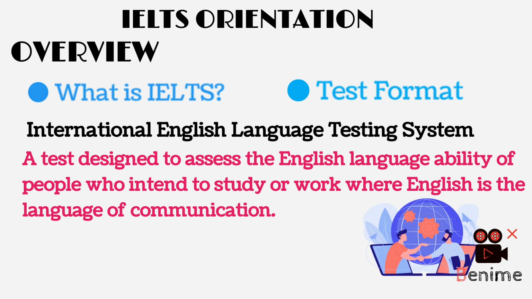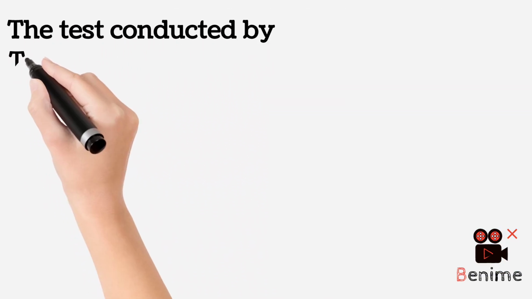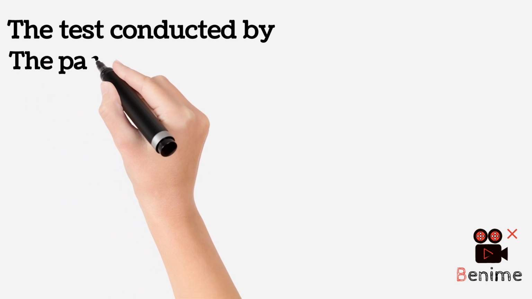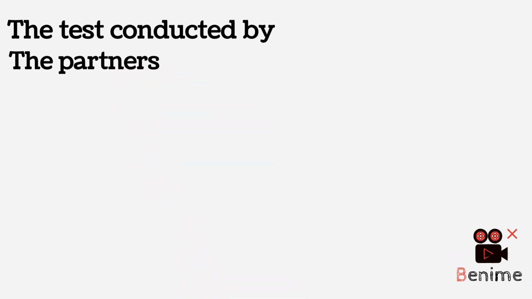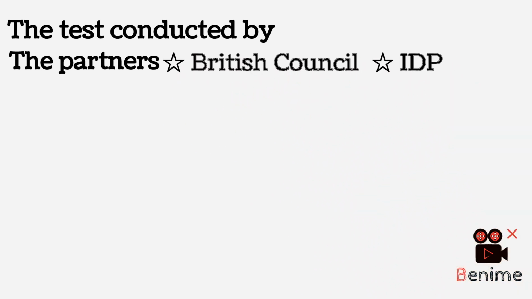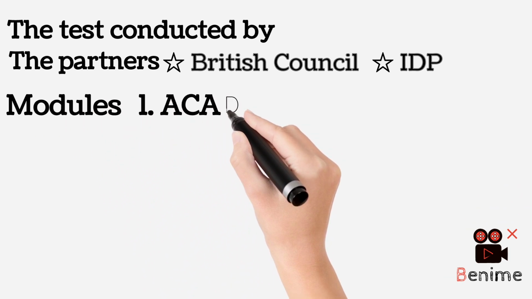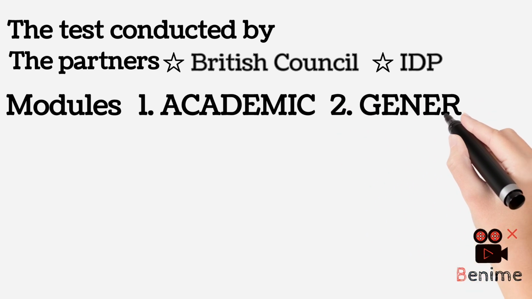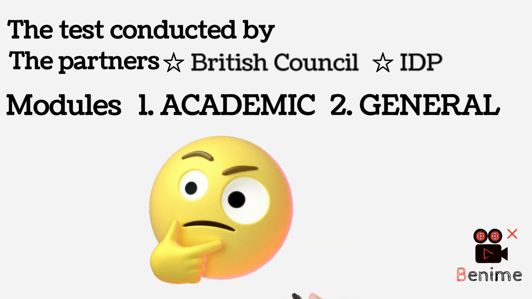Now, this test is administered by the two joint partners, IDP and British Council. Now, IDP and British Council conduct IELTS tests, but they do not write them. All tests used at the British Council and IDP are compiled by Cambridge English Language Assessment, who is one of the joint owners of IELTS. This means you will get the same tests if you are at British Council or IDP. Examiners of both get trained in the same manner.